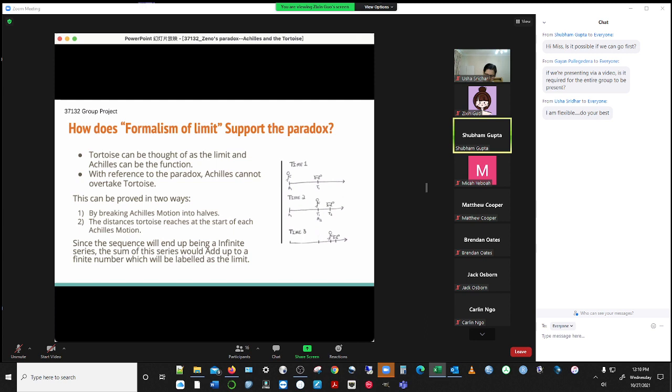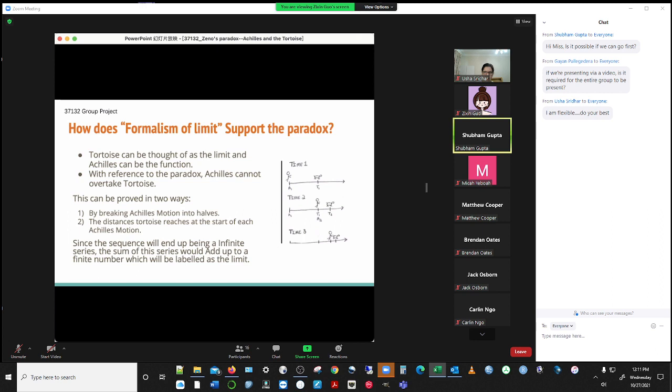Looking at the second series, Achilles has an infinite number of catch-ups to do before he can catch the tortoise. As there are infinite steps in this sequence, the distance will decrease every single time and eventually go arbitrarily close to zero, but won't ever be zero. Finally, the sum of the distances of the infinite catch-ups would add up to a finite number, which will be labeled as the limit, which cannot be overtaken. Hence, Achilles will never overtake the tortoise according to the formalism of limits.